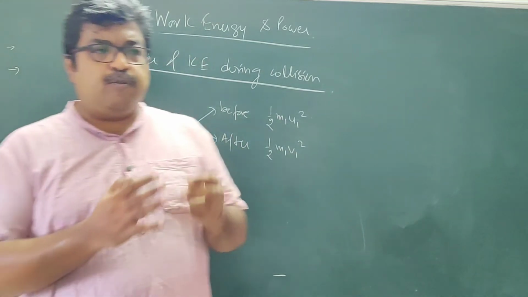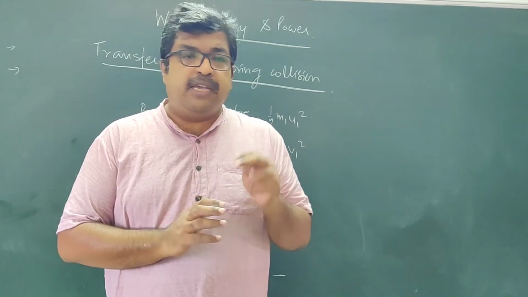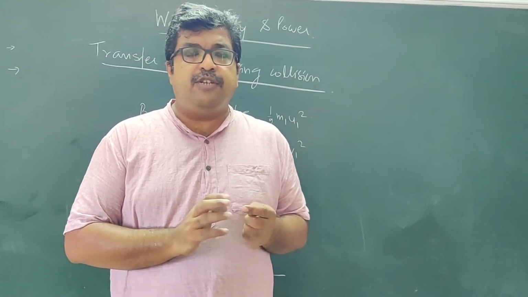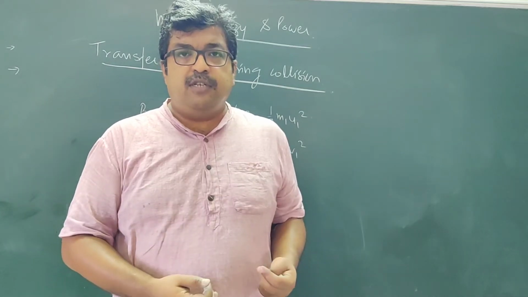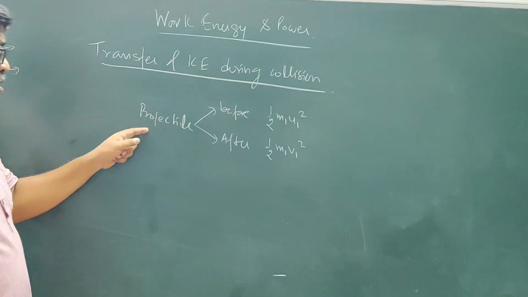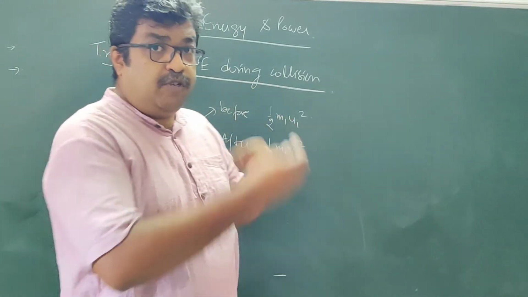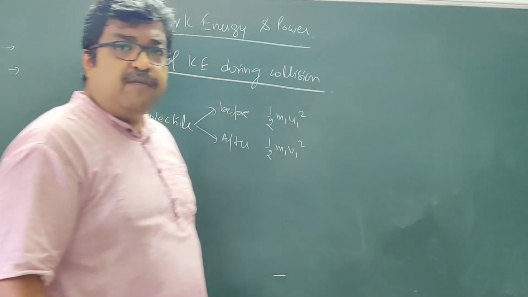Suppose the projectile initially, before collision, has energy of 100 joule. After collision it has energy of, say, 20 joule. So that means 80 joule of energy is transferred. How do you get 80 joule? 100 minus 20. So here the projectile's kinetic energy before collision is half m1 u1 square. After collision the kinetic energy is half m1 v1 square.